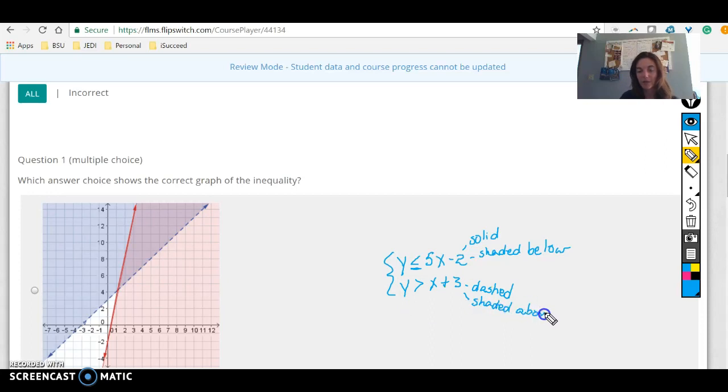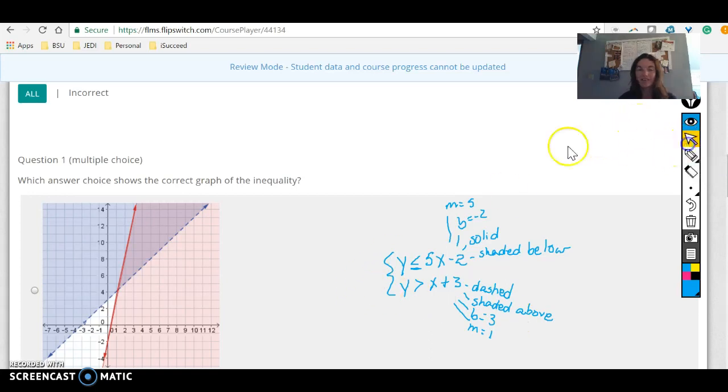Now, the top graph here crosses the y-intercept, or our b value, at -2, and this one has a b value of +3. This one has a slope of 5, which is very steep, and this one has a slope of 1, which is not that steep. So we're looking for a dashed line, shaded above the line, that crosses at +3 and is not very steep.